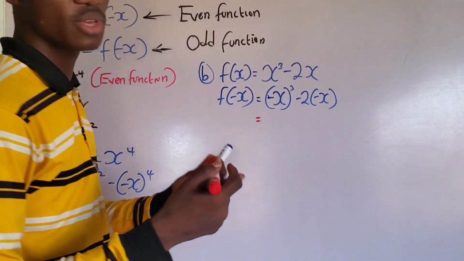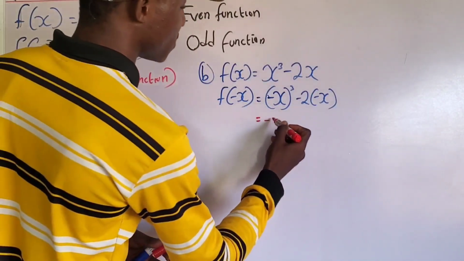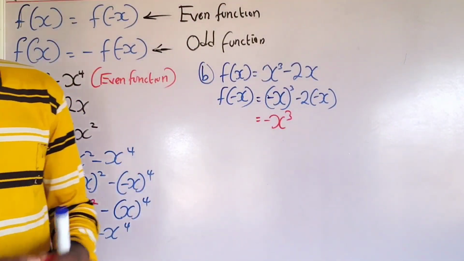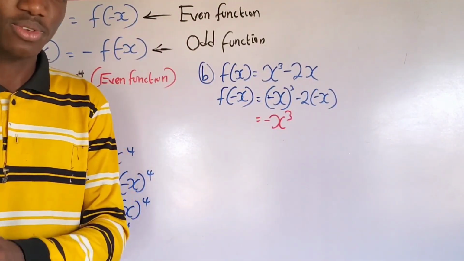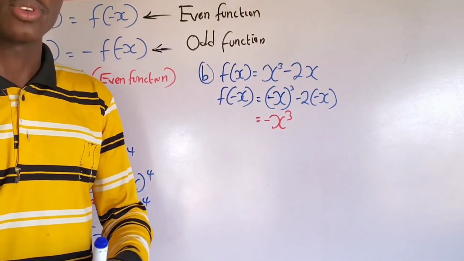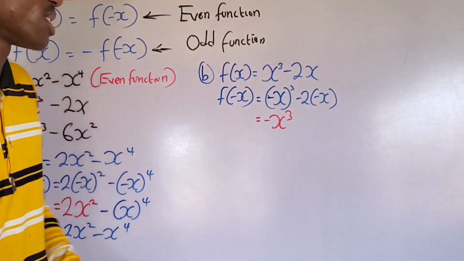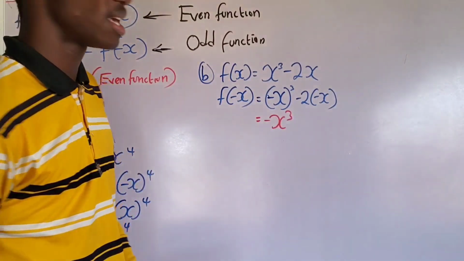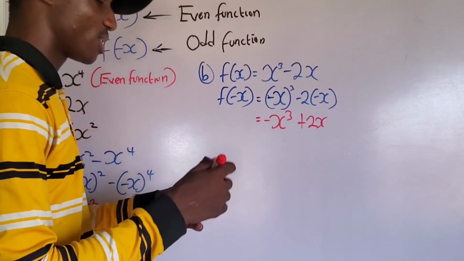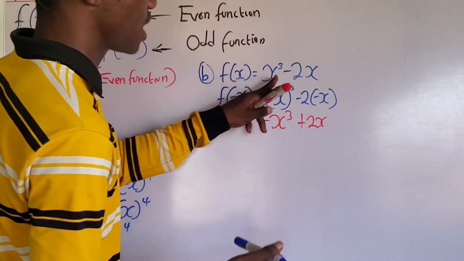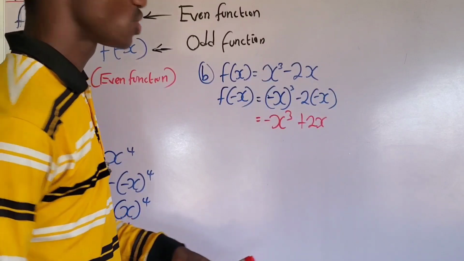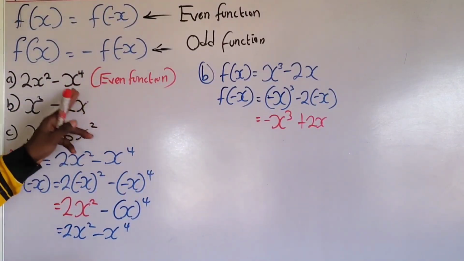minus x to the power of 3 will give us minus x to the power of 3, because minus x to the power of 3 simply implies minus x times minus x times minus x. If you take the product of minus x in 3 places, you are going to have minus x cubed. You understand? So minus 2 times minus x, that is what? Plus 2x. So you can see that f of x, which is x cubed minus 2x, is not equivalent to f of minus x. So this function is not an even function.